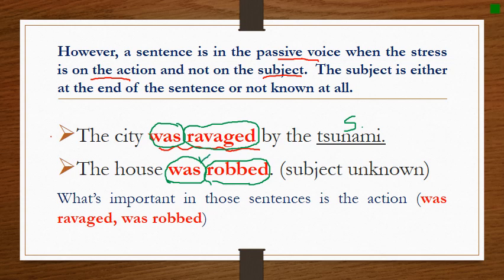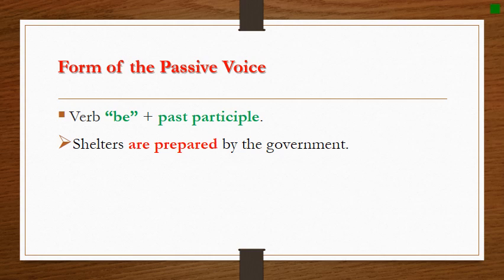Verb be, the action is written as verb be plus past participle here. Okay, again, what's important in those sentences is the action, was ravaged and was robbed, and not the subject at all. It's not our focus. Now, to form the passive voice, what do we do?